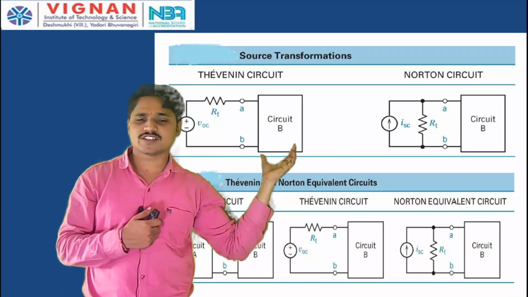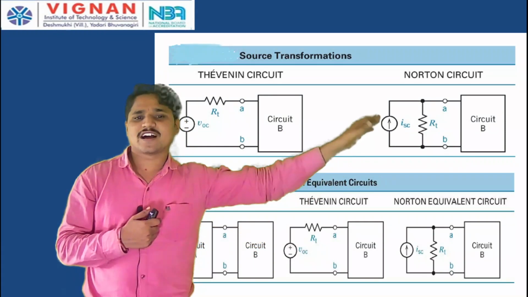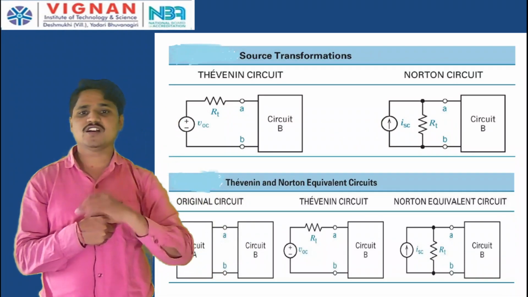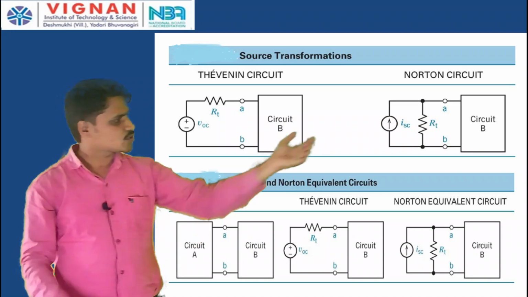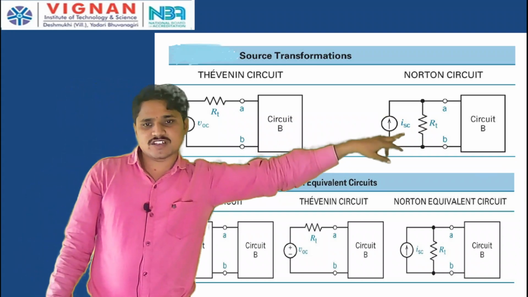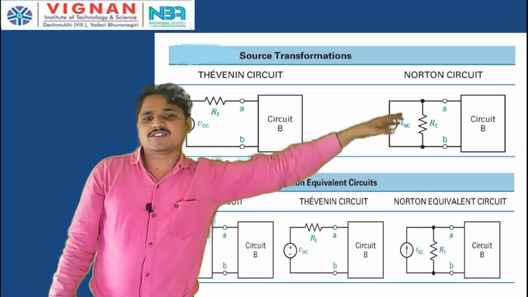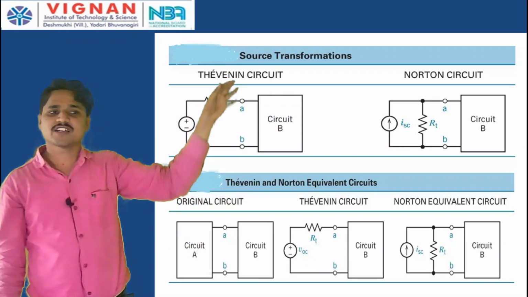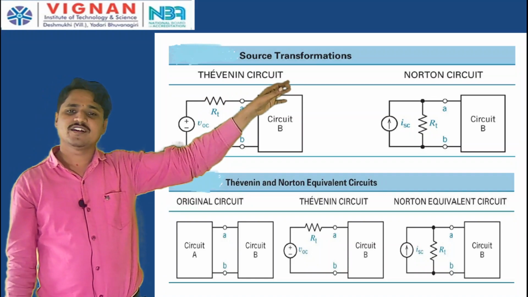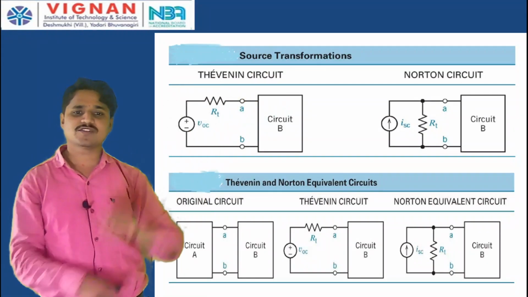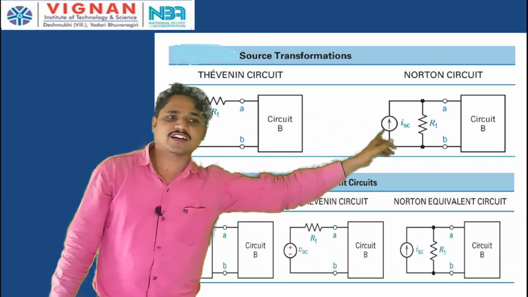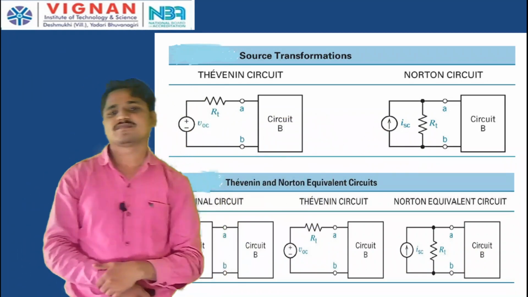So, a voltage source in series with a resistance can be converted into a current source in parallel with the same resistance across the same terminals AB. So, this is called source transformation. And also, this current source in parallel with the resistance R1 across the terminals AB can be converted into a voltage source in series with the resistance, vice versa, across the same terminals AB, where this voltage source VOC is equal to this current I into R1.